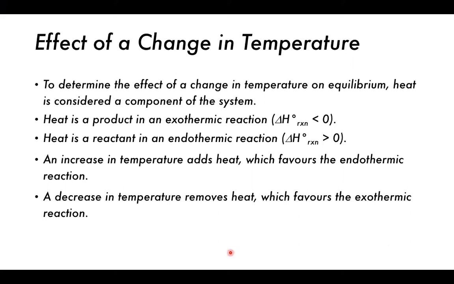So again, heat is the product in an exothermic reaction, where delta H reaction is going to be less than 0. So it's going to be negative. And heat is a reactant in an endothermic reaction. So heat of reaction is going to be greater than 0. That means it's going to be positive. And so an increase in temperature will add heat, which will favor the endothermic reaction, which will consume it. And a decrease in temperature removes heat, which favors the exothermic reaction, which will produce heat.